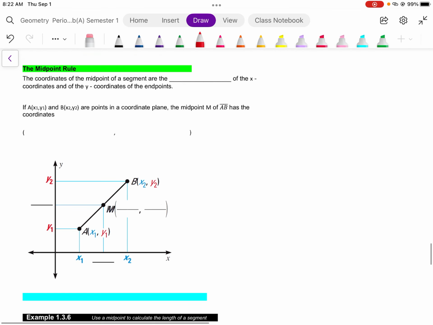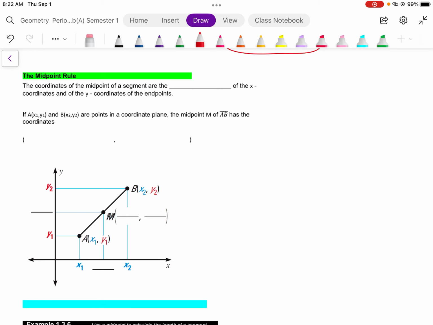So next we have the midpoint rule. And the coordinates of the midpoint of a segment are the average, or the mean, of the x coordinates and the y coordinates of the endpoints. And if you remember, to find the mean or the average of a group of points, you add them all together and then you divide it by the number of values that you've added up.